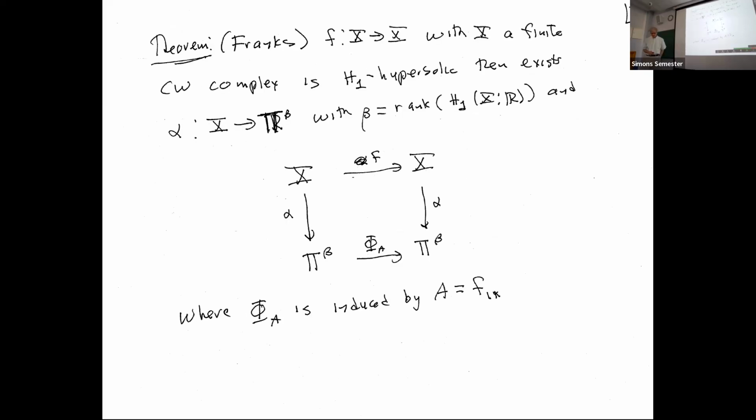So here's the theorem, which I stated last time, but let me state it again. You have your map that's H1 hyperbolic, and then there exists this alpha into a torus of dimension equal to the rank of first homology, such that you get this diagram commuting. So the image of X could be quite small inside here. There's no assertion about this being onto. And this toral automorphism is induced by the linear map, which is the action of F on H1.